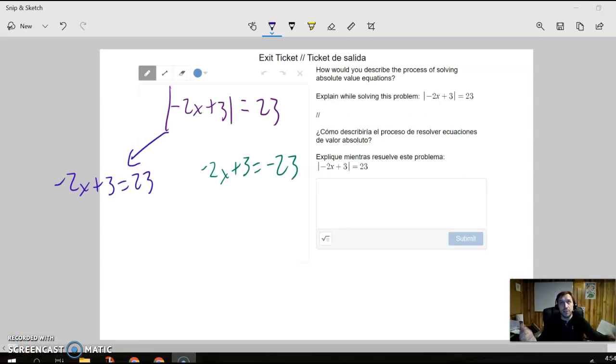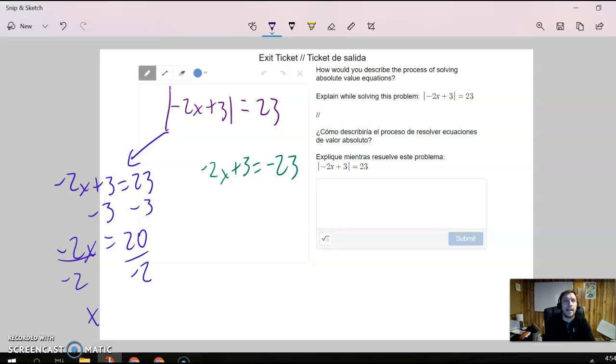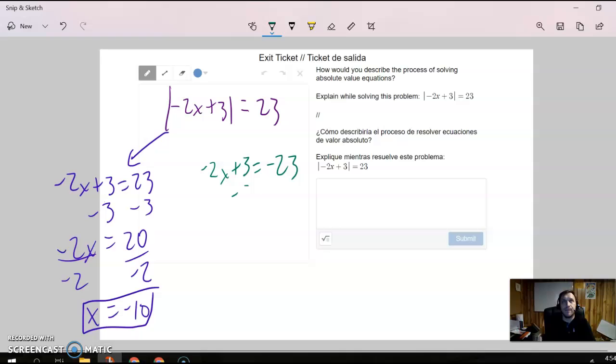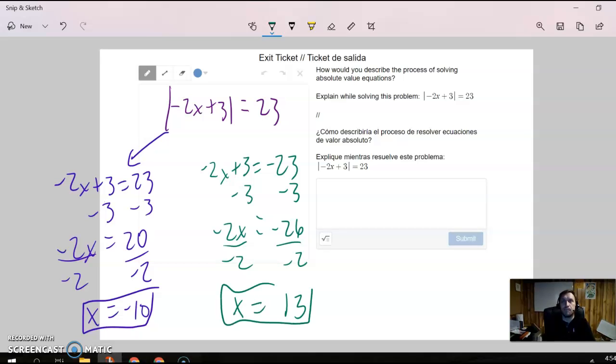So here you go. Hopefully you set up these two equations. What's inside is equal to the positive 23, and what's inside is equal to negative 23. Subtract 3 from both sides. We get negative 2x equals 20. Divide by negative 2. And I get x equals negative 10. Do the negative side of this equation. Again, subtract 3 from both sides. I get negative 26. Divide by negative 2. Ooh, I see a negative divided by a negative, and I get a positive 13.